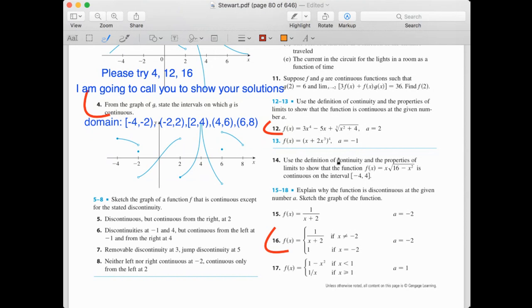Then f of a is a equals to 2. So f of 2. Yes. All right. Julie, you want to do 16?